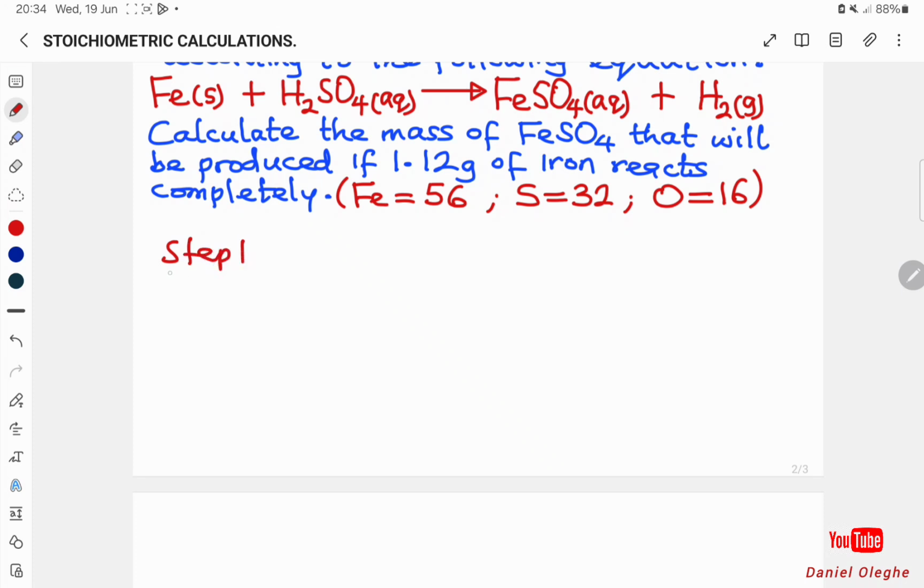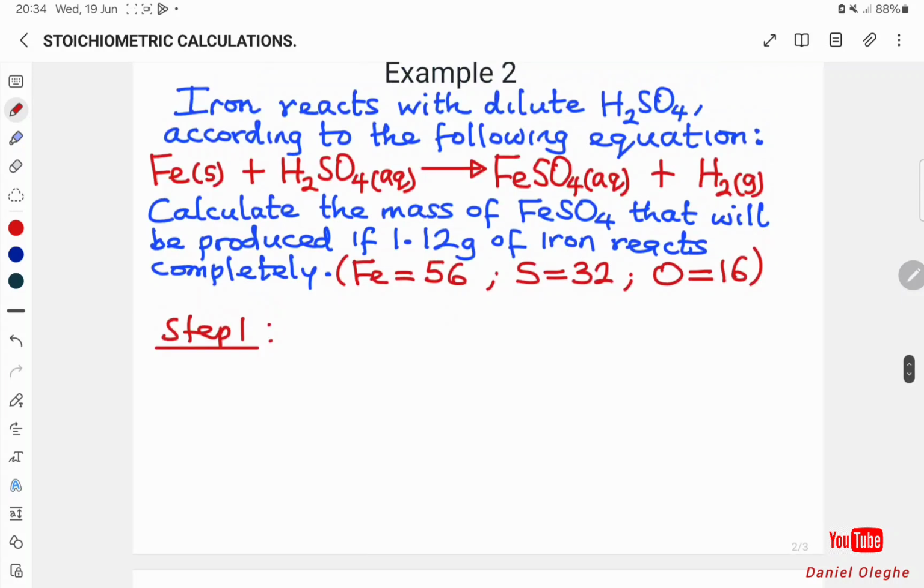The first thing that you do is calculate the molar mass of each. What are the two substances that we are concerned about? We are concerned about iron and FeSO4. Iron is the one reacting with the acid to produce FeSO4. Those are the two substances that our attention is based on. So calculate the molar mass of each.